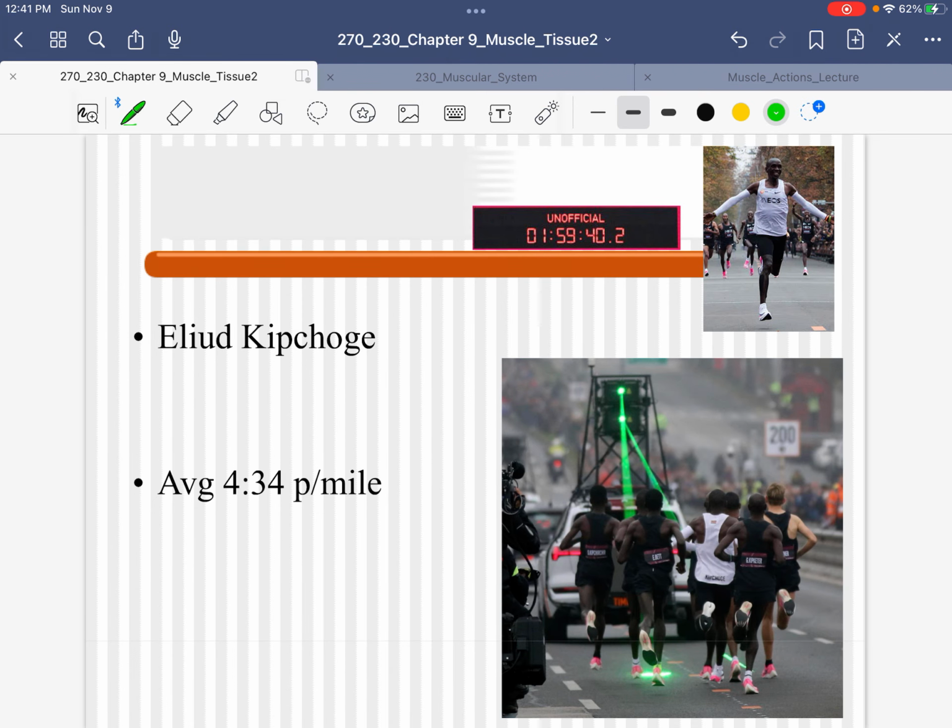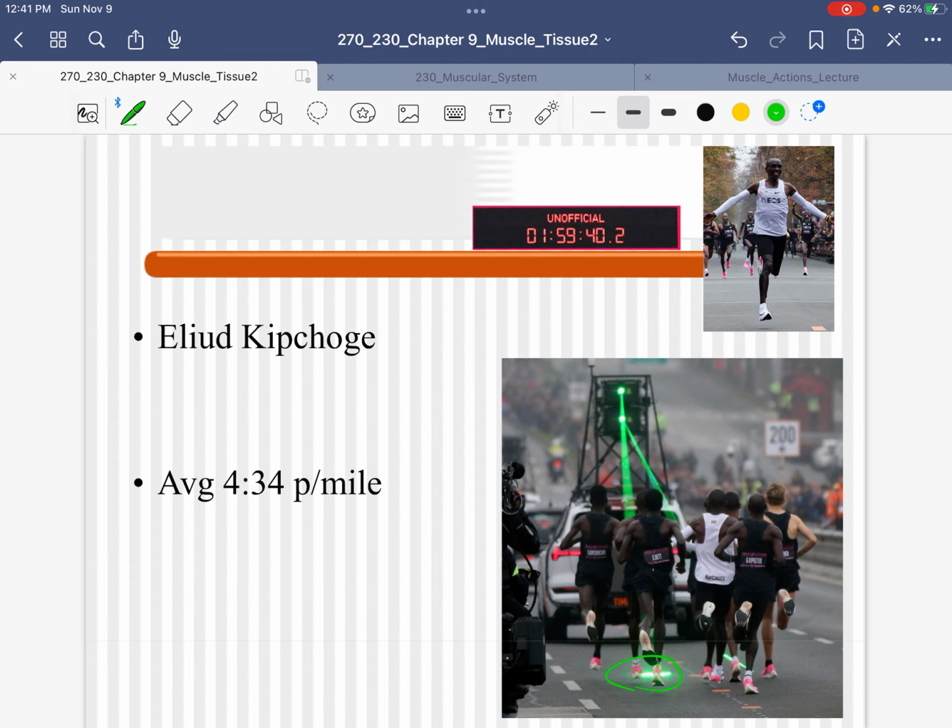That picture there is Eliud Kipchoge, who did do a full marathon, 26.2 miles in under 2 hours. It was not eligible for a world record, though, because it was on a closed course where he had pacers. They surrounded him to reduce some of the draft. They actually had a line.